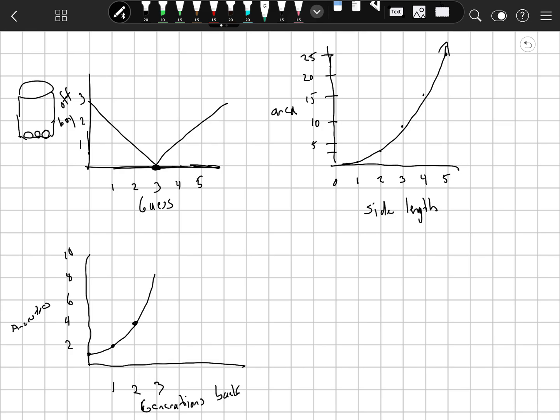If you had a jar full of jelly beans, people might guess how many beans are in the jar. Your guess would go along the x-axis, and how much you were off by would go along the y-axis. So if there were exactly 3 jelly beans in the jar, you'd be off by 0. But if there were 4 jelly beans, you'd be off by 1. Or if there were 2 jelly beans, you'd be off by 1. That's what makes this V-shaped here. So it's almost like a linear equation, but you've got 2 lines.